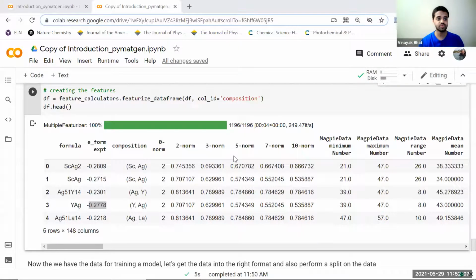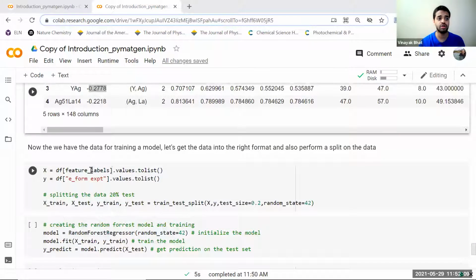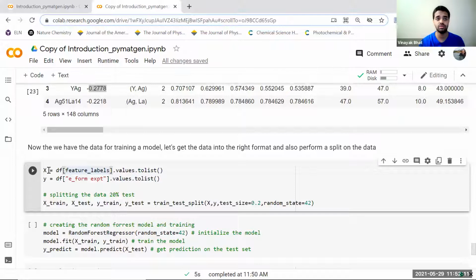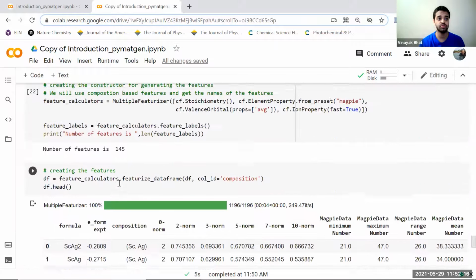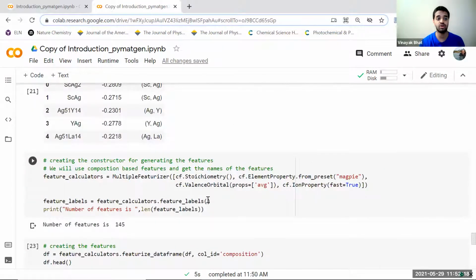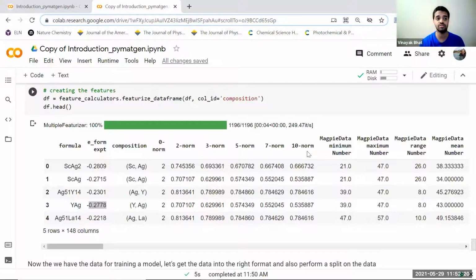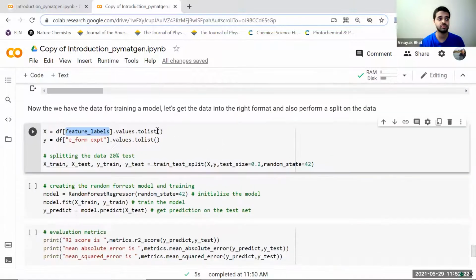Okay. So if there are no questions, again, we set the X values and Y values. X values are feature labels. If you remember, feature labels are the list of all of these. So get everything from here, the values and this.